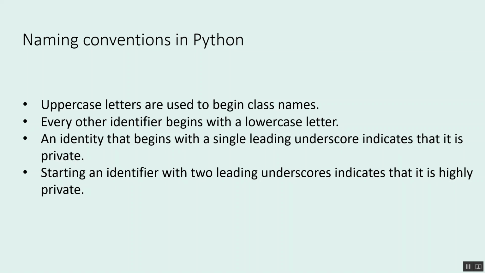Okay, so it says here uppercase letters are used to begin class names, and every other identifier begins with a lowercase letter. An identifier that begins with a single leading underscore indicates that it is private. Starting an identifier with two leading underscores indicates that it is highly private. We will know more about this once we tackle the object-oriented approach in Python, which uses classes and objects.